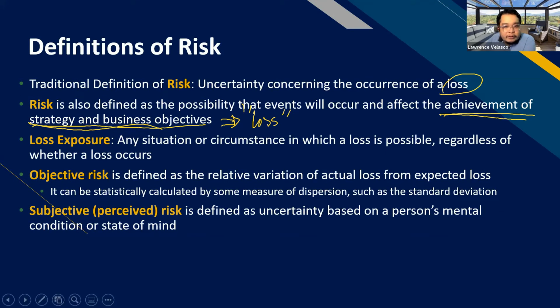Okay? So next we define what an objective risk is. Objective risk is the degree of risk. It's defined as the relative variation of actual loss from expected loss. Ibig lang yan sabihin, may expectation ka na ng loss. For example, non-collection of receivables. Diba, may estimate mo na yan, yung non-collection of receivables based on your previous experience.